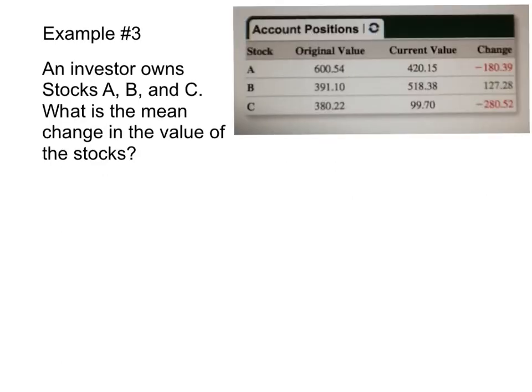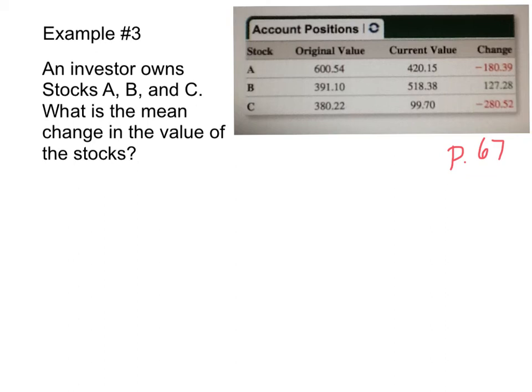Example number 3, our final real-life application problem. An investor owns stocks A, B, and C. And by the way, this is on page 67 in the book. What is the mean change in the value of the stocks? So if we look at it, an investor owns all three of these. And if you're looking at the chart, stock A, stock B, and stock C all have a change at the end. I want to know what the mean change is, which means the average.